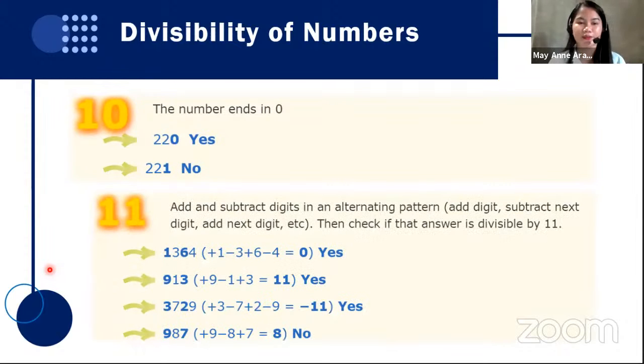For 11, you can just add and subtract digits in an alternating pattern. Add, subtract, and so on. And then check if the answer is divisible by 11.